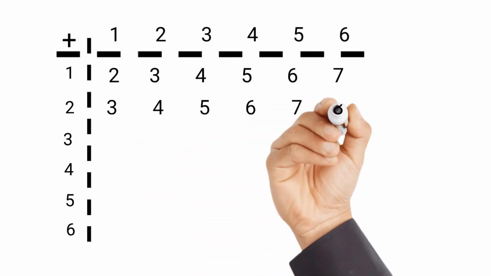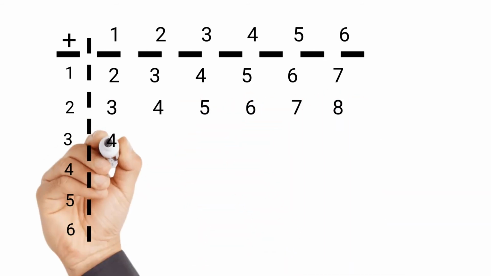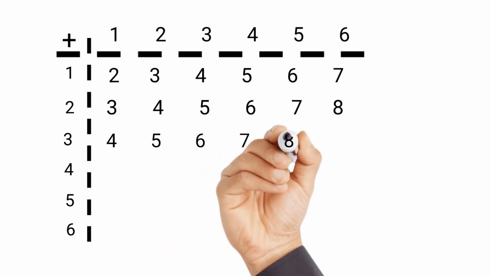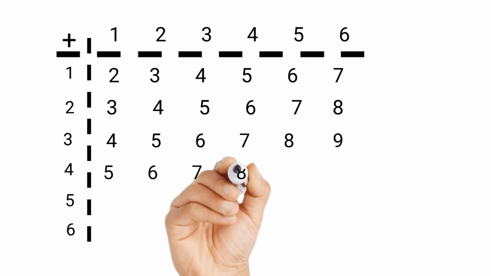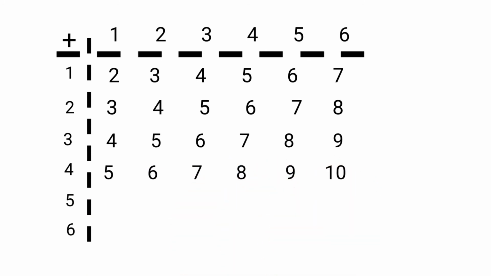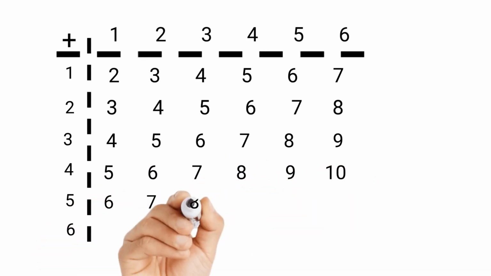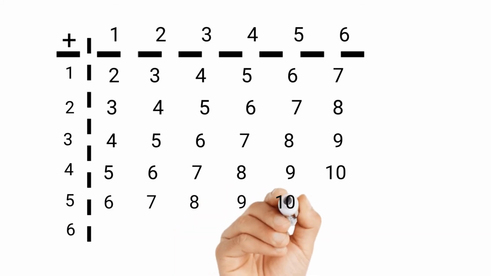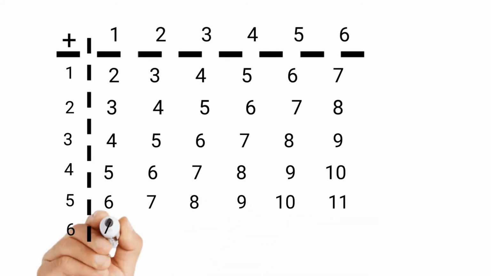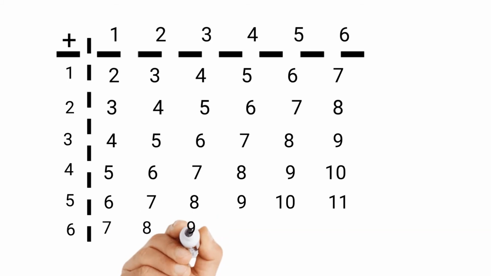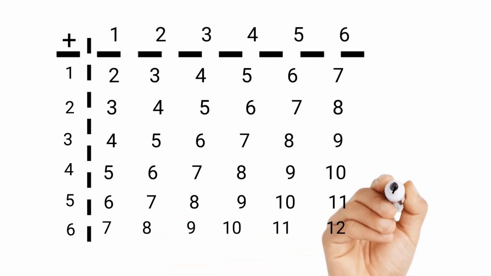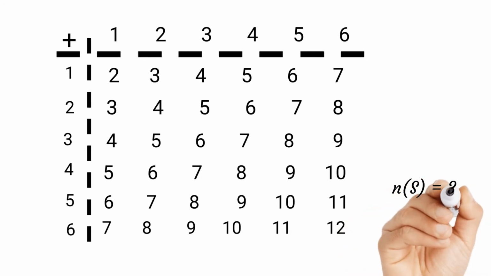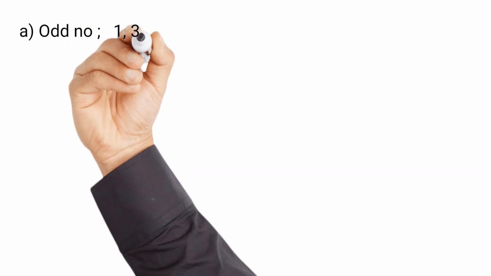Go to the next one. 1 and 2 will give us 3. All right, 2 and 2 will give us 4. 3 and 2 will give us 5, and so on until you fill the table. Is that okay? Okay, 1 and 6 will give us 7, 2 and 6 will give us 8, 3 and 6 will give us 9, just like that until you get your table. Don't forget the number of sample space is 36. All right, let's answer the question below.